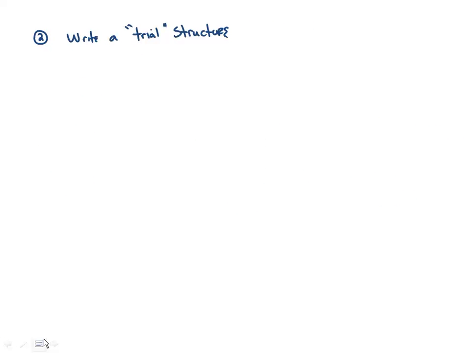Okay, so we want to write a trial structure. There's some general rules for writing trial structures. These rules are not 100%, and as much as I try to make sure all the examples follow them, sometimes one might slip that doesn't. So in general, we want a symmetrical structure when possible. Now, sometimes it's just not possible to be symmetrical.